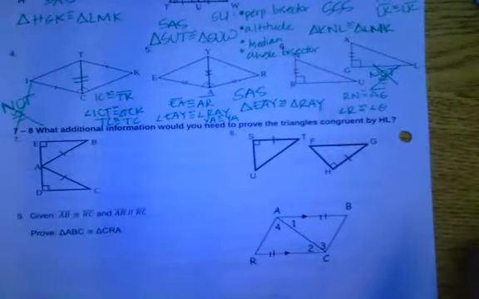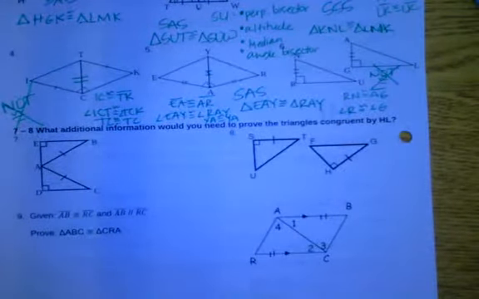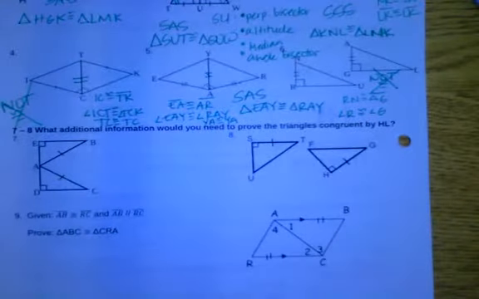Questions on 1 through 6. This type of setup is very quiz-like. Okay. 7 and 8 are great questions as well for your near future. What additional information would you need to prove the triangle is congruent by HL?